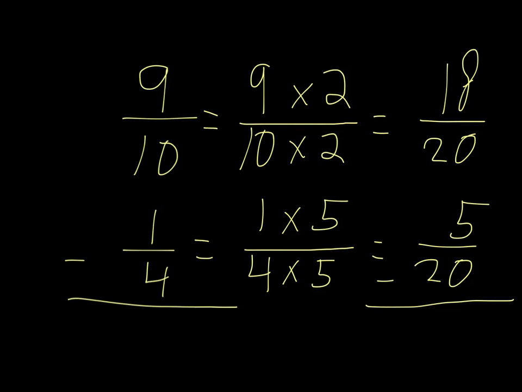Now that we have created equivalent fractions and we have a least common denominator, also known as the LCD, of 20, we can now subtract 5 from 18, which gives us a difference of 13 over 20. So 13/20 is the difference between 9/10 and 1/4.